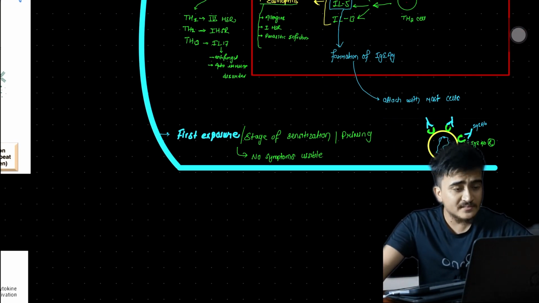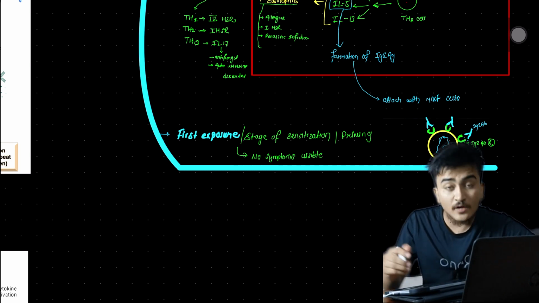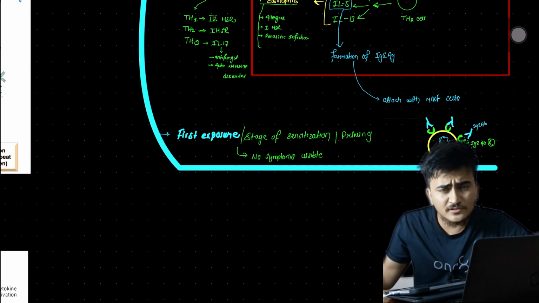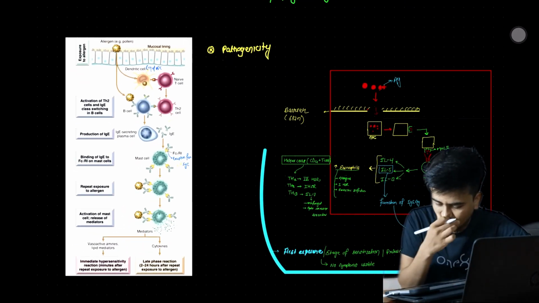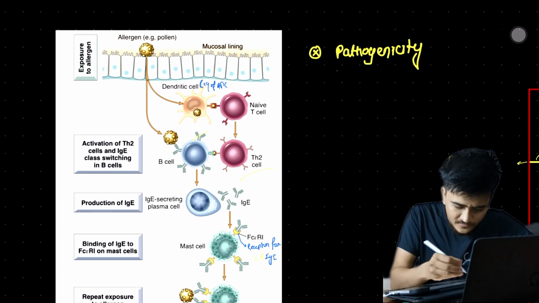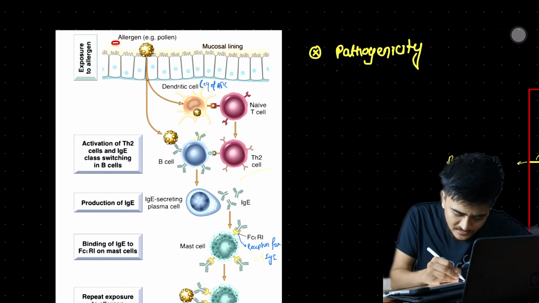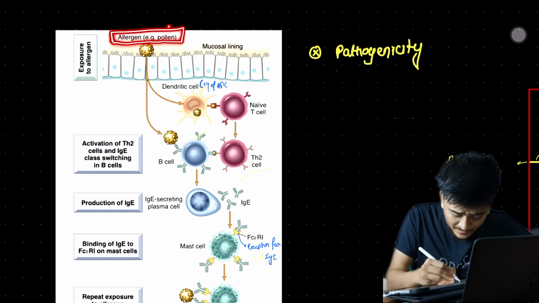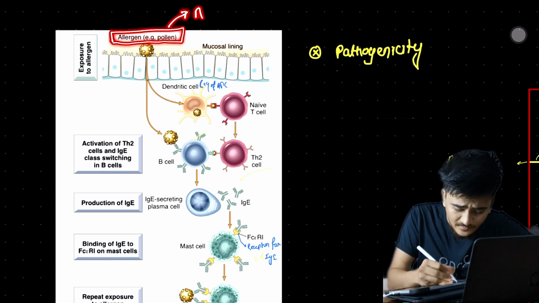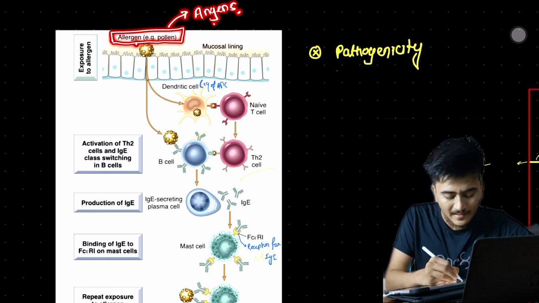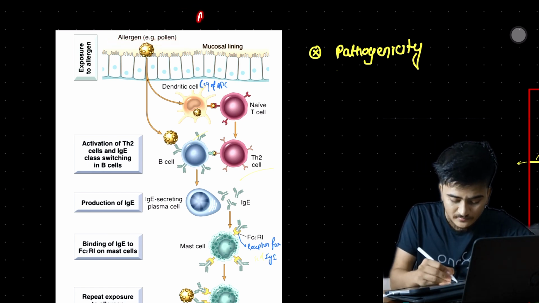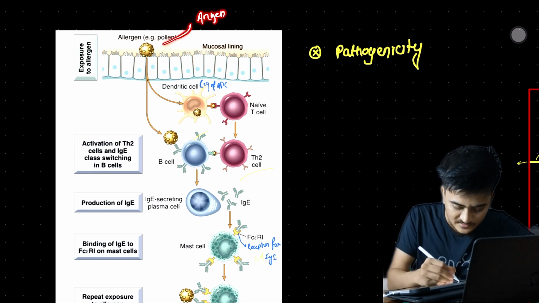Now we have said it is the condition of first exposure. Let us see right here in the same diagram. We can see the figure of Robbins. These are the allergens. Allergens means we can say antigens, right? Allergens are the substances that will result in allergy condition. This is the antigen.